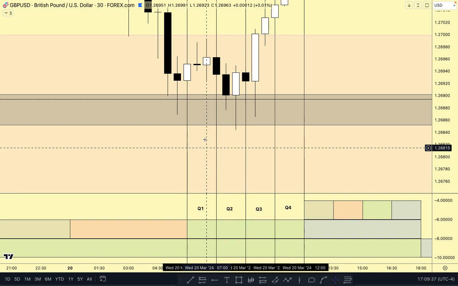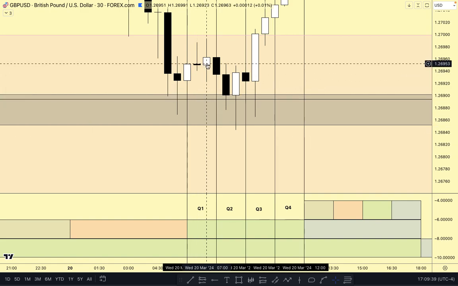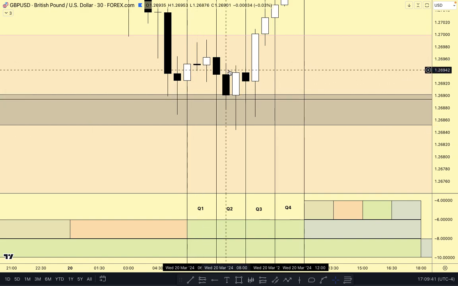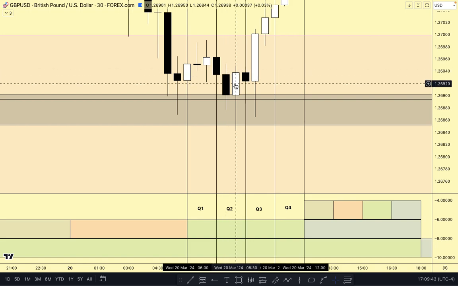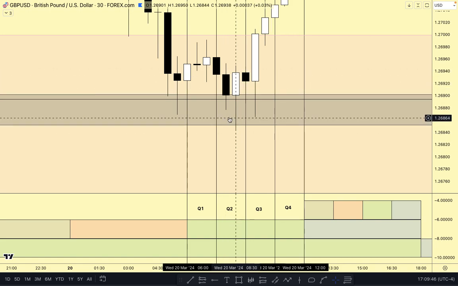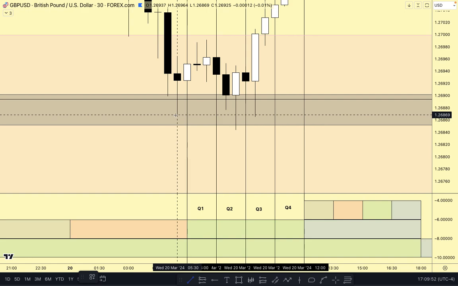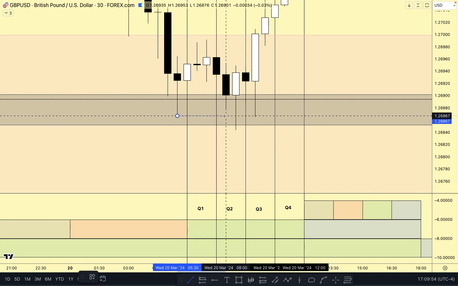Right, so you can see here we had some consolidation in Quarter 1, we had manipulation in Quarter 2, which would be the best time to enter the trade. We had a run on stops. I'm just gonna mark that out. The sell side.